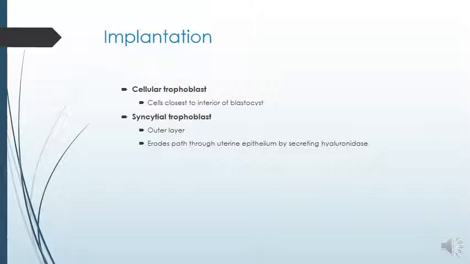Near the endometrial wall, however, the plasma membrane separating the trophoblast cells disappears, and it creates a layer of cytoplasm. And this has multiple nuclei. This is at day 8. The outer layer is called the syncytial trophoblast, and it erodes the path through the uterine epithelium by secreting hyaluronidase.